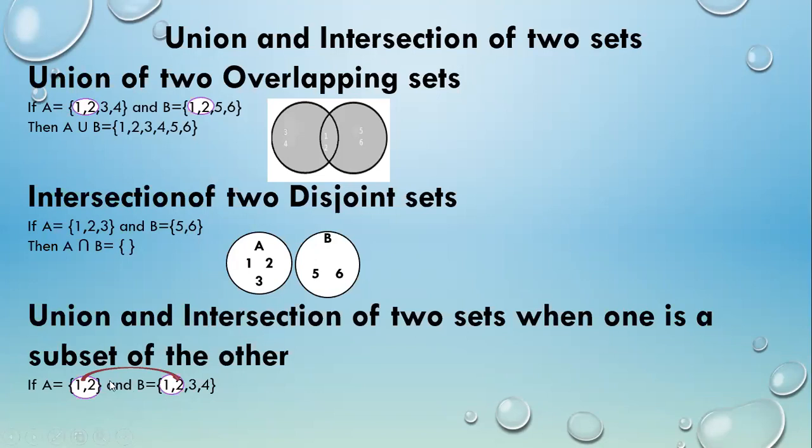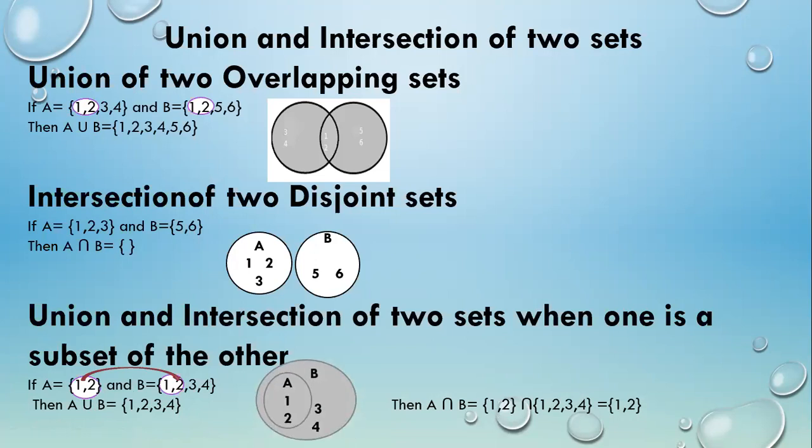Now, let's come to the topic. We have to find the union. So, A union B is 1, 2, 3, 4. We have combined all the elements. And how can we find the intersection between 1, 2 and 1, 2, 3, 4? Intersection means finding the common. So the common elements here are 1, 2. So the answer is 1, 2.